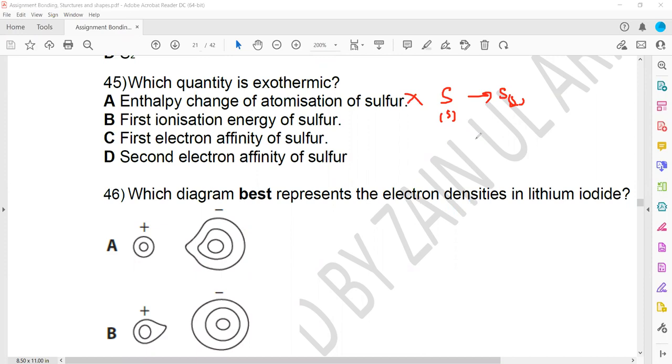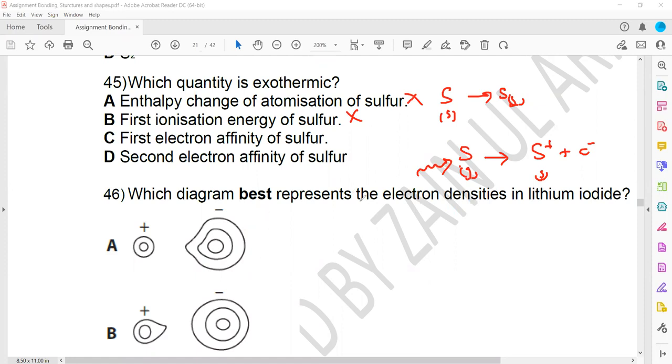First ionization energy means energy needed to remove an electron from a neutral gaseous atom. When we remove the electron from the gaseous atom, it becomes positively charged, so we have to supply energy to the sulfur. Once we supply energy to sulfur, this electron will be removed. So this is also endothermic.